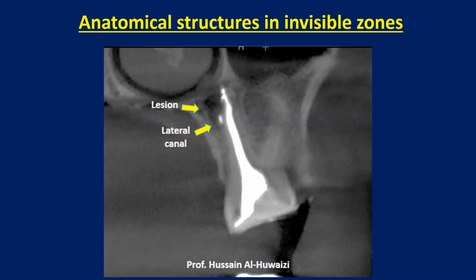This is an upper sixth with a palatal canal. This is in what we call the invisible zone, whereby there's a lateral canal and a laterally positioned lesion behind the tooth, palatally. So it's important in such cases to use CBCT for diagnosis of the problem.